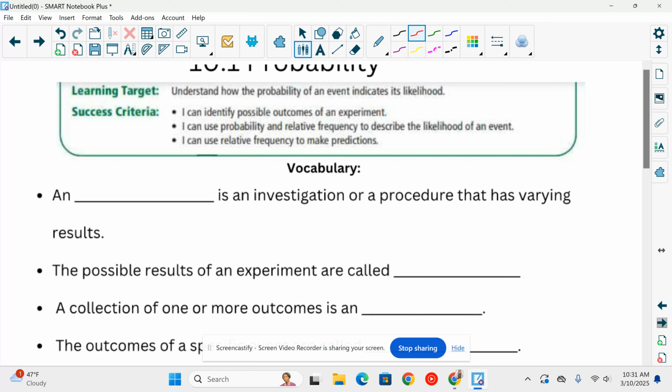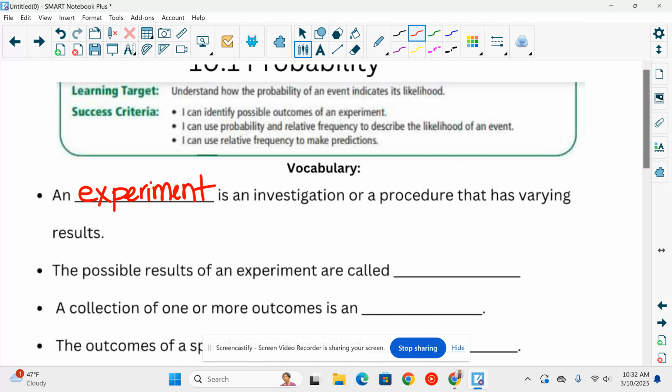So our first word is blank, an investigation or a procedure that has varying results, and that is an experiment. Where else do you see an experiment? In the science lab. What we're doing the next 2 chapters is involved in science heavily. We're going to be looking at data and statistics, and we get those data and statistics through running an experiment, just like you would in science. This is kind of where science and math meet. Okay, so that's an experiment.